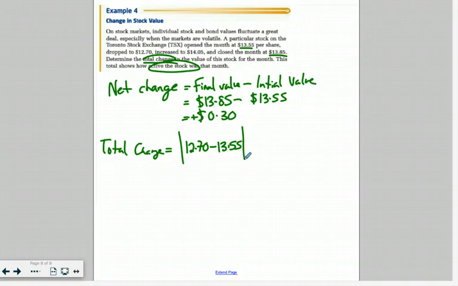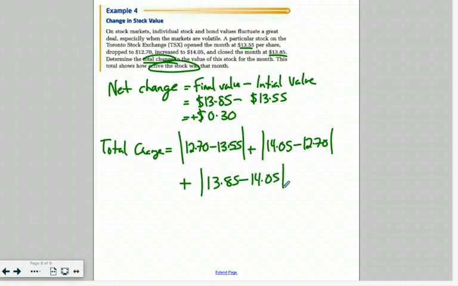So I'm going to take the absolute value of each of these changes. So the first change goes $13.55 to $12.70, so where I ended versus where I started, doing that subtraction. Now I'm going to add the next change, so then it went from $12.70 to $14.05, so where it ended was $14.05, and where it started from that section was $12.70. Then I'm going to add the next change, when it went from $14.05 to $13.85. So again, I'm going to add in where it ended at $13.85 minus where it started at $14.05.